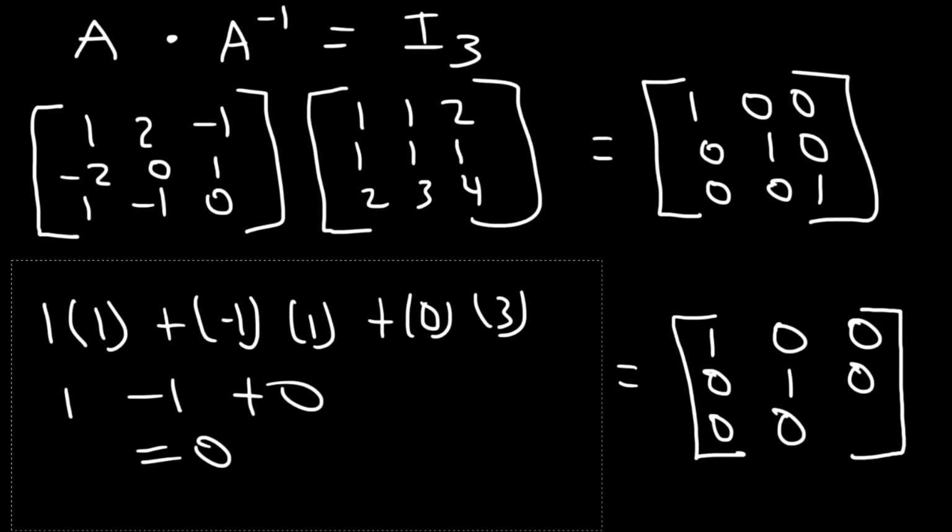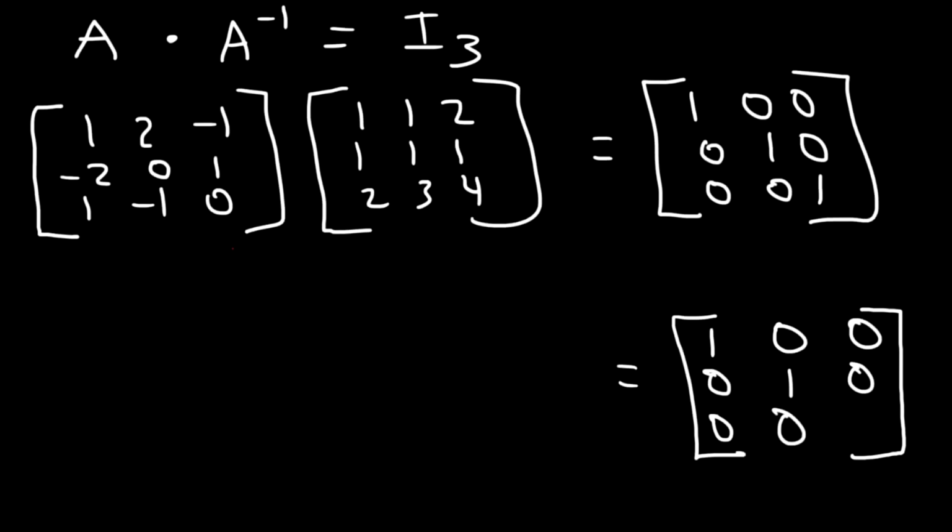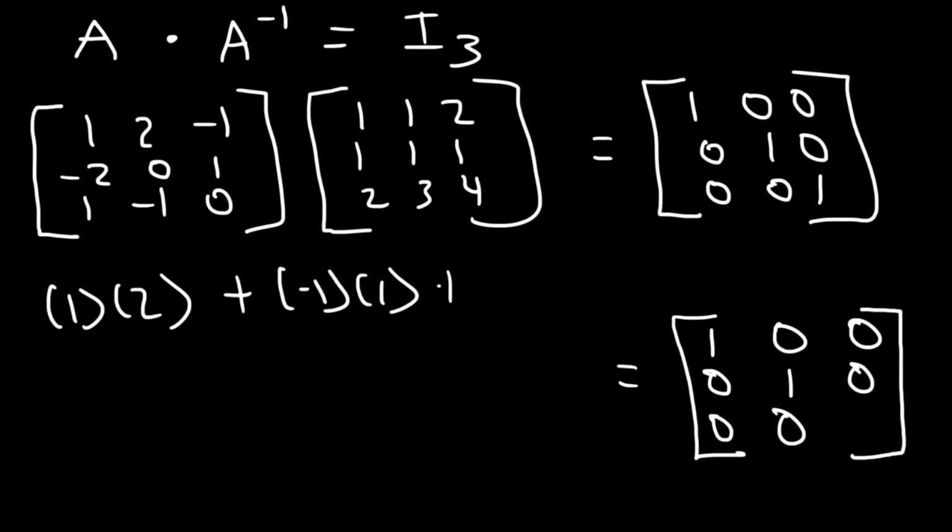And finally, the last one. It's going to be row 3 times column 3. So that's going to be 1 times 2 plus negative 1 times 1 plus 0 times 4. So it's 2 minus 1 plus 0. 2 minus 1 is 1.